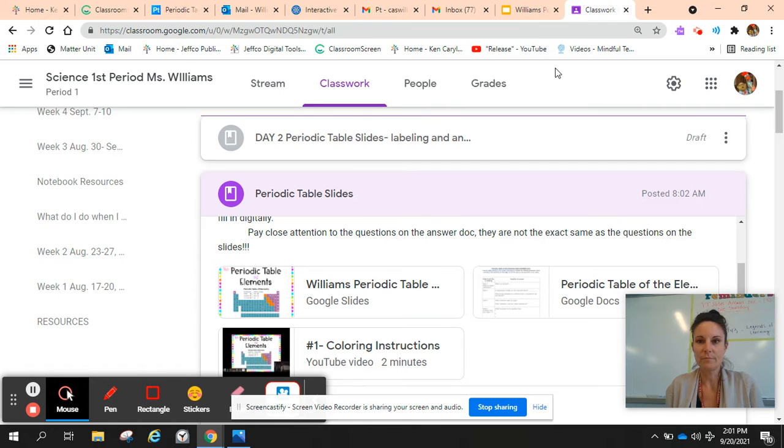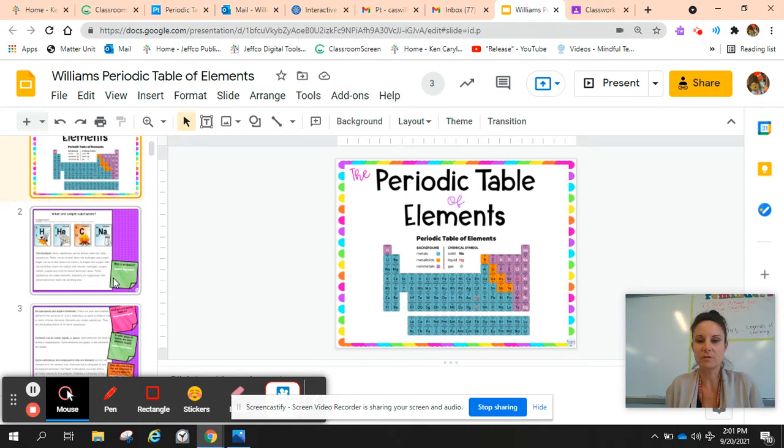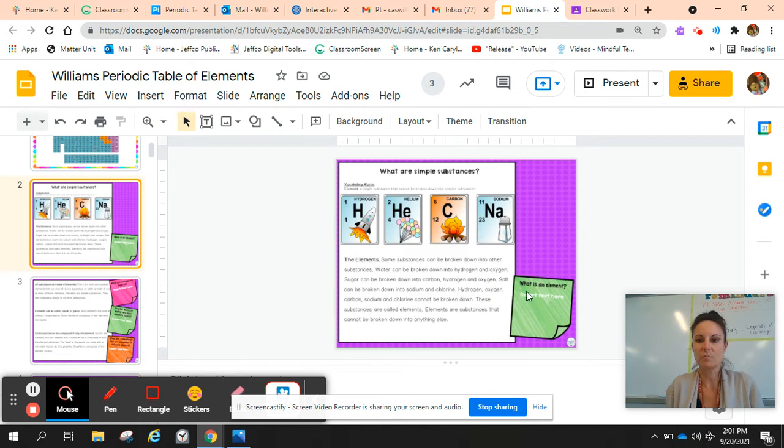I also know that on the slides themselves, it can get confusing because there are sticky note pictures with questions. Some of those questions are similar to what you'll be answering in class, and some are not. The directions for you are to only answer the questions on this paper. You do not have to answer the questions on the slides.